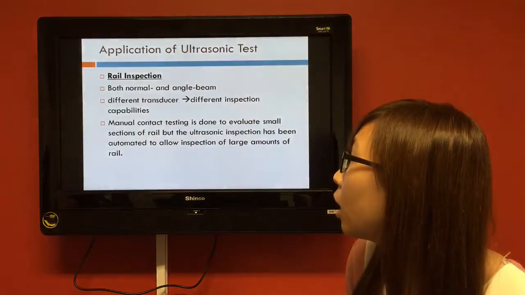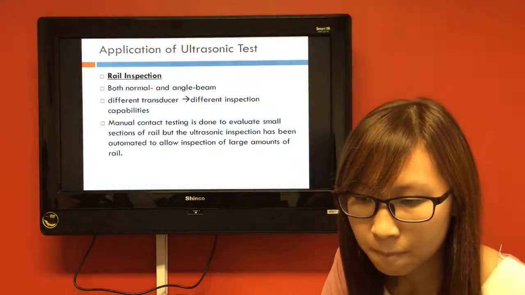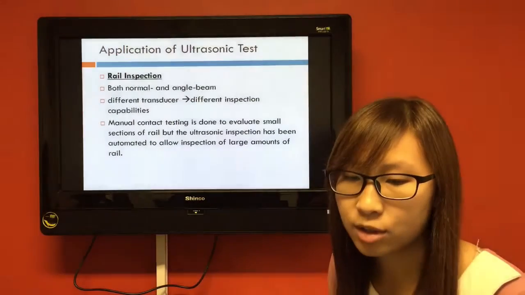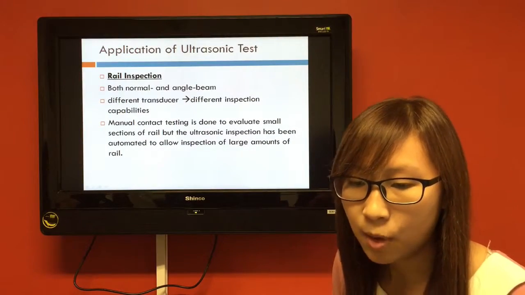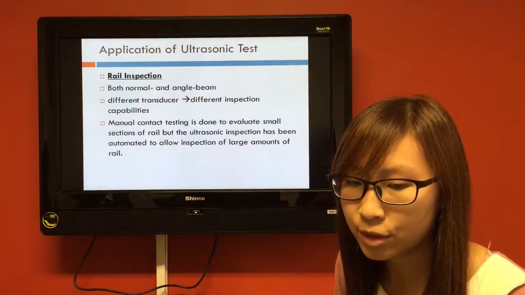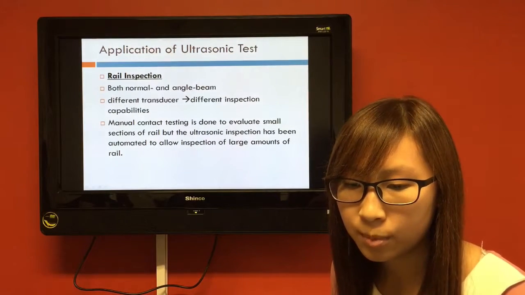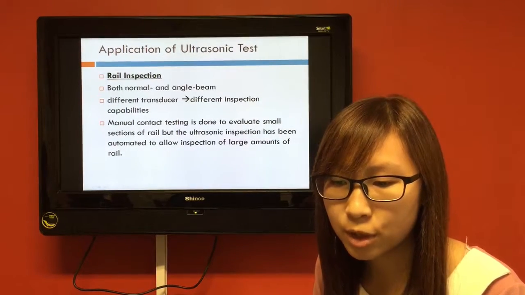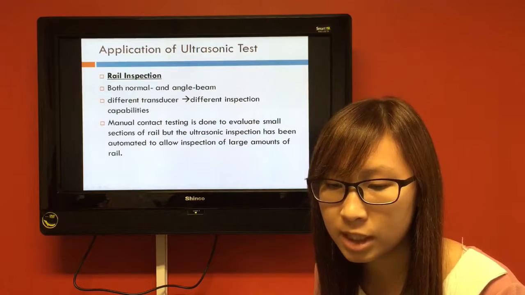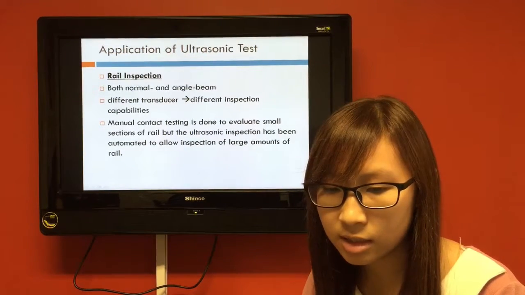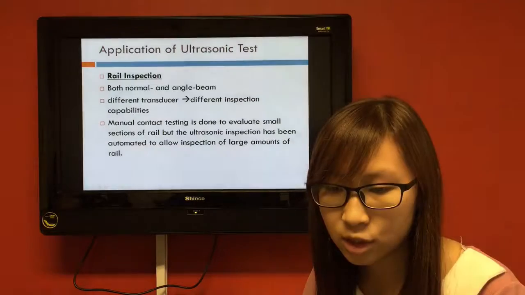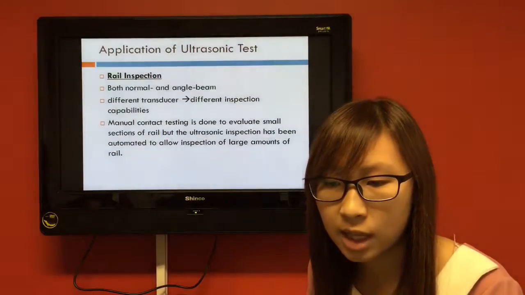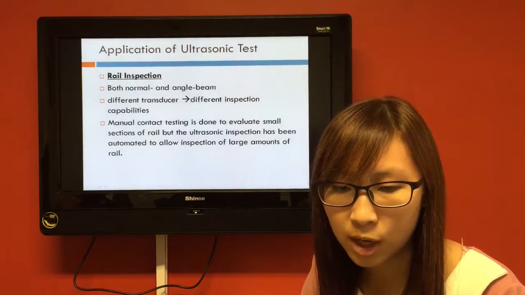One is the rail inspection. Rail can be inspected by ultrasonic methods. Both normal and angled beam techniques are used, and both pulse echo and pitch catch techniques are used. The different transducer arrangements offer different inspection capabilities. Manual contact testing is done to evaluate small sections of rail, but the ultrasonic inspection has been automated to allow inspection of large amounts of rail.